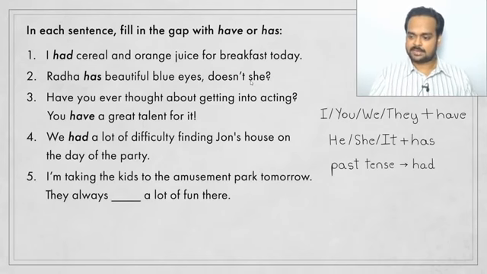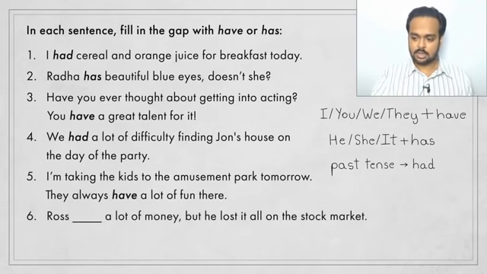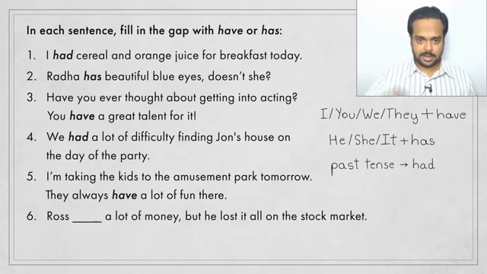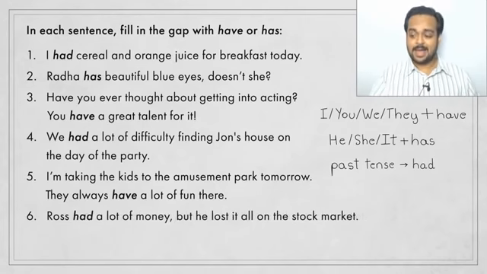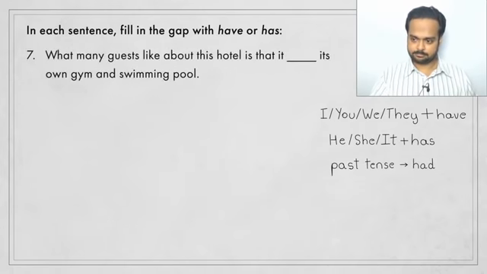Number 5, I'm taking the kids to the amusement park tomorrow. They always ___ a lot of fun there. They always. So it talks about a general thing. They always have a lot of fun there. Number 6, Ross ___ a lot of money, but he lost it all on the stock market. So the money was there, but he lost it all. So now it's gone. So we're talking about the past. Ross had a lot of money, but he lost it all on the stock market.